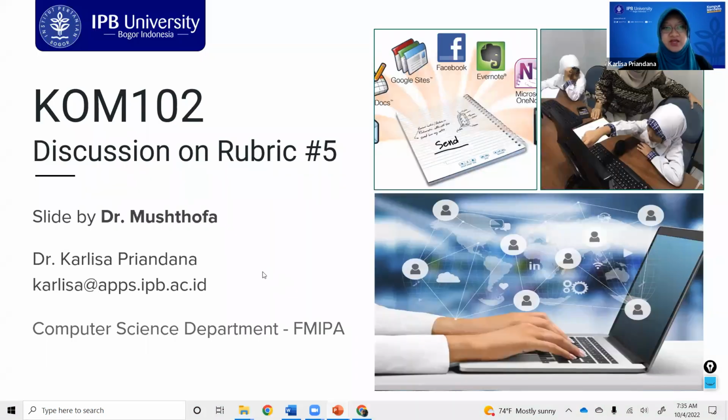So for this rubric, this slide is actually prepared by Dr. Mustafa, one of our lecturers as well in the Computer Science Department, Faculty of Mathematics and Natural Sciences, IPB University. And so thank you, Pak Mustafa, for preparing the slides. Let's go to the first problem on rubric 5.